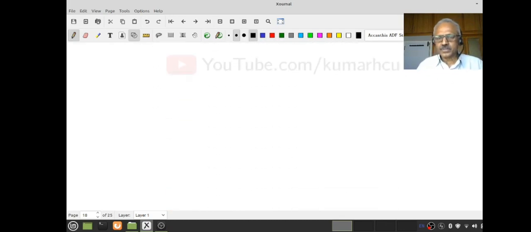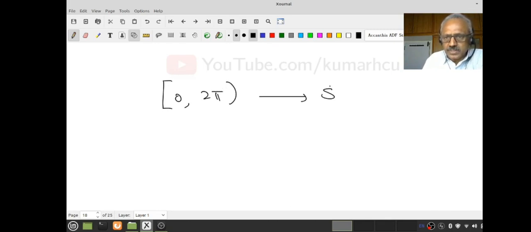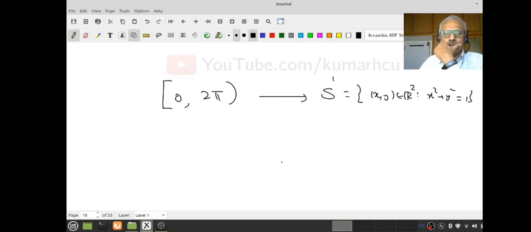Now, before I close the lecture, let me look at something we had already seen: 0 to pi open, and the circle S1, which is the set of (x, y) in R2 such that x squared plus y squared equals 1. Now this one is compact.